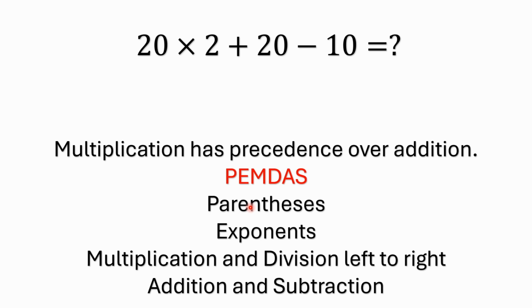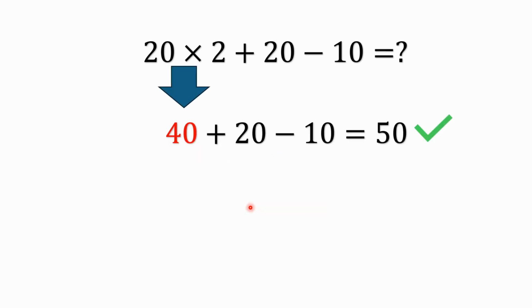And so this one is pretty simple. It's first you do the 20 times 2. You want to solve the multiplication first. 20 times 2 is 40. 40 plus 20 would be 60, and then 60 minus 10 is 50. So, yeah, this one's fairly easy.